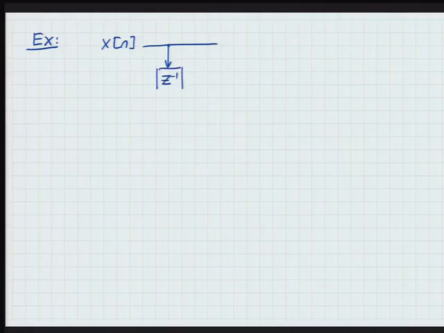And here is my example. So let's say we have this form. X of n comes in, and there's a branching point, and we apply a delay to it. We're going to be seeing a lot of block diagrams in the rest of this lecture, so this is a good start for that. So we delayed it once, and we delay it one more time.